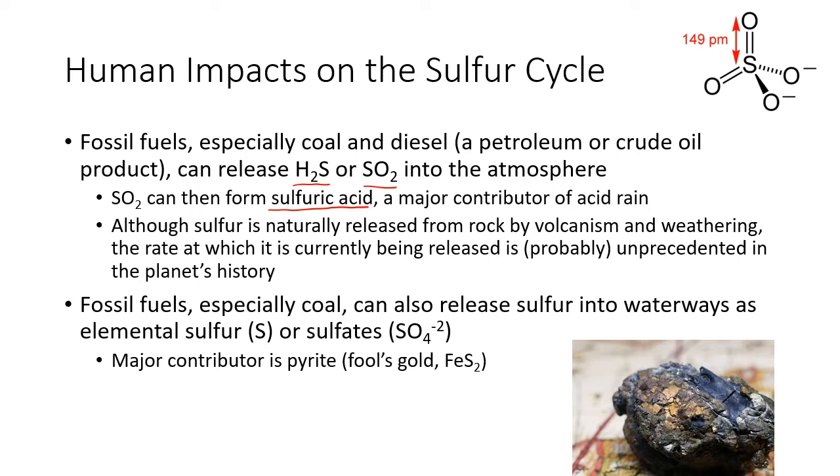All right, naturally released by rock and volcanism, but it's currently being released at what we think is an unprecedented rate. All right, so we are seeing more sulfur dioxide and more hydrogen sulfide in the atmosphere than what we would consider normal. All right, we can also release sulfates or just elemental sulfur into waterways through the mining of coal, and then you have mining runoff, or from washing of coal, because coal has to be washed before it's used, or just storing coal in any way. And the major contributor of that is, like I said, pyrite, which is fool's gold. So here you see a lump of coal with a bit of pyrite in it.